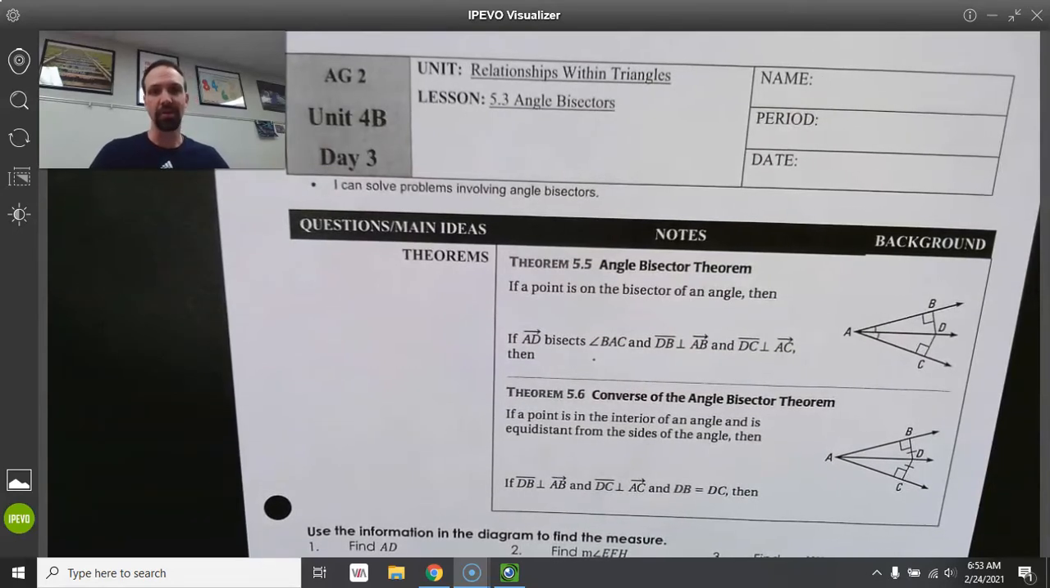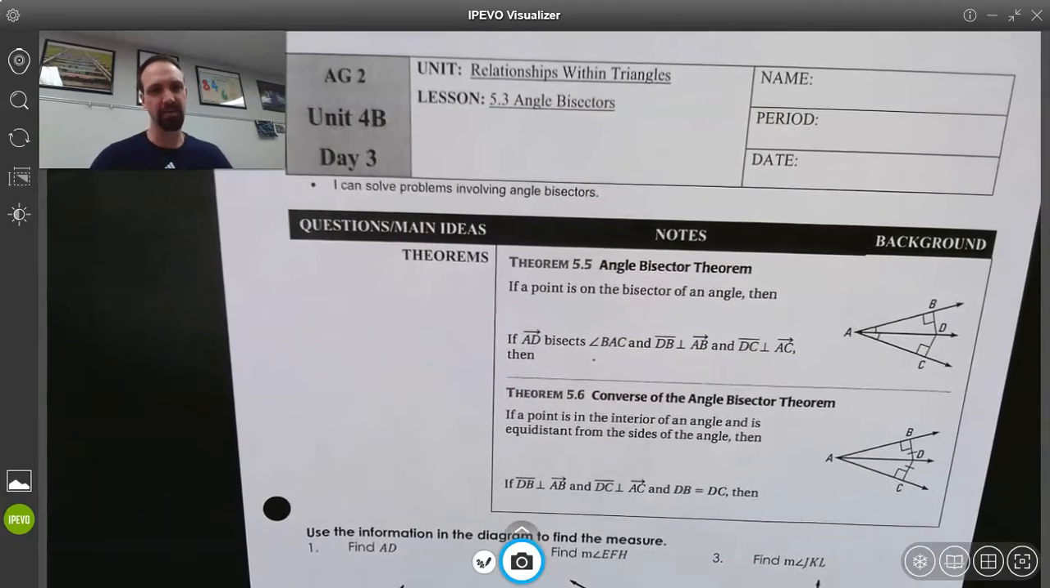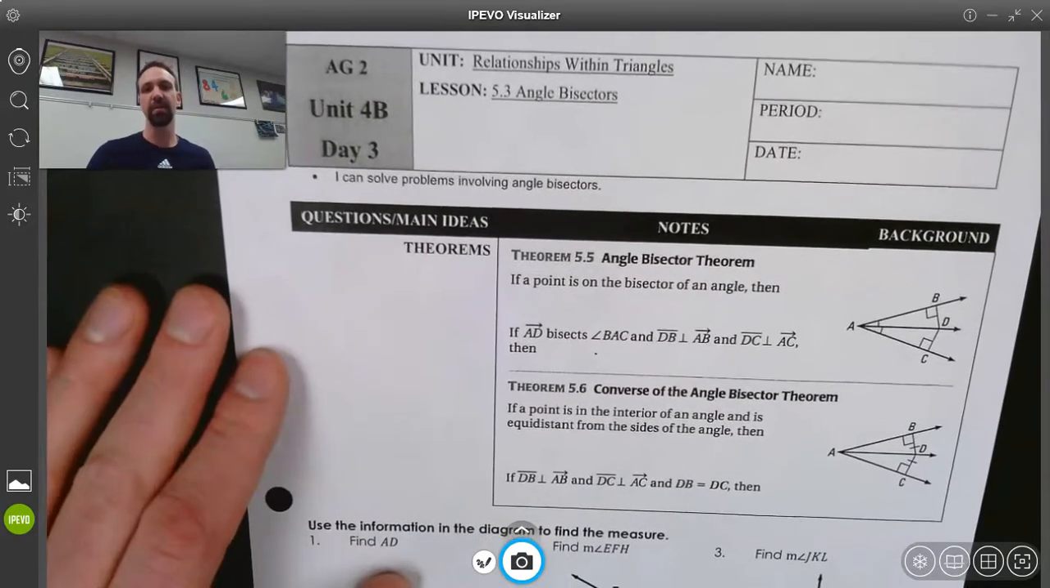We're going to talk about angle bisectors. Now remember, a bisector is a special part of cutting something. When you bisect something, you cut it into half, two equal pieces. So we're going to be using that idea of cutting something in half or two equal pieces a lot for this particular section. So here we're starting with the angle bisector theorem.